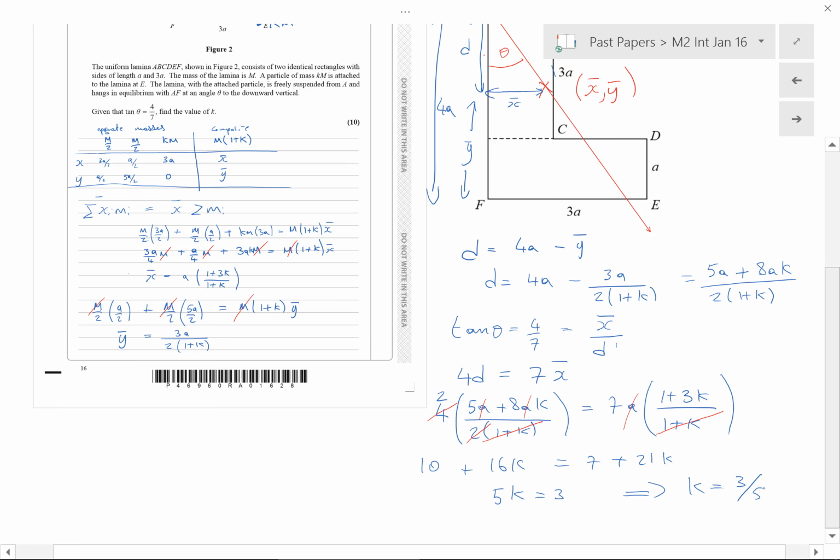Quite a lot of fiddling around with that, not too bad, quite a long question. And so it's good that we've taken our time with it and got to the answer. Let's have a look at the next question.